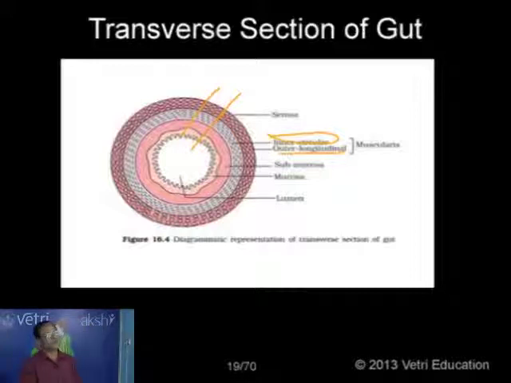Then the submucosa. Here you have loose connective tissue. The serosa layer is formed of fibrous connective tissue, but in the case of submucosa, you have loose connective tissue, not dense fibrous connective tissue. This is the area where you have the blood vessels, the lymphatic vessels, the nerves, and other glands formed in the submucosa. That is why it is a place of accommodation for the blood vessels, the lymphatic system, the nerves, and other structures, namely the glands.